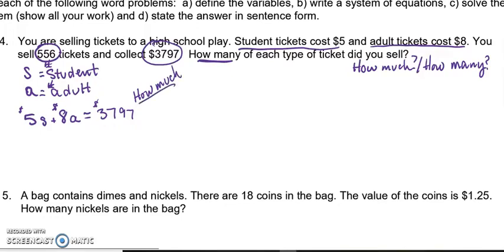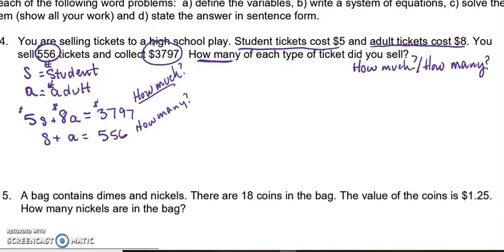And then how many tickets are sold is what they're asking. So this is going to be student tickets plus adult tickets equals 556 tickets. This is the how many equation. Okay, that's why I call this how much, how many. Money goes with money. How much is the how much do things cost, and the how many is the quantity.